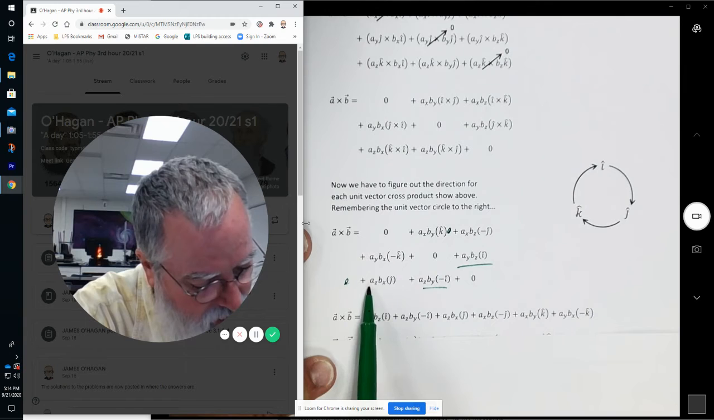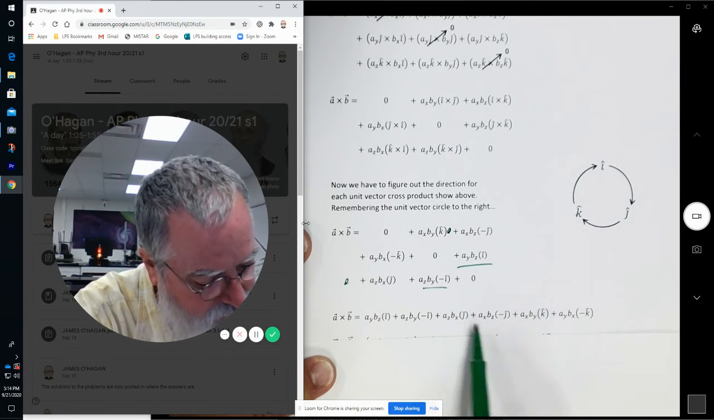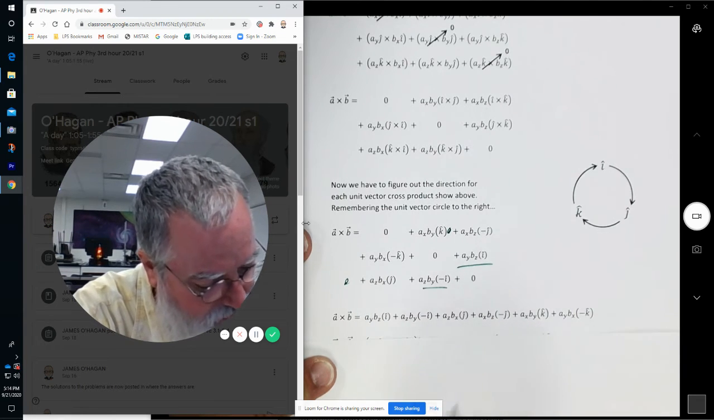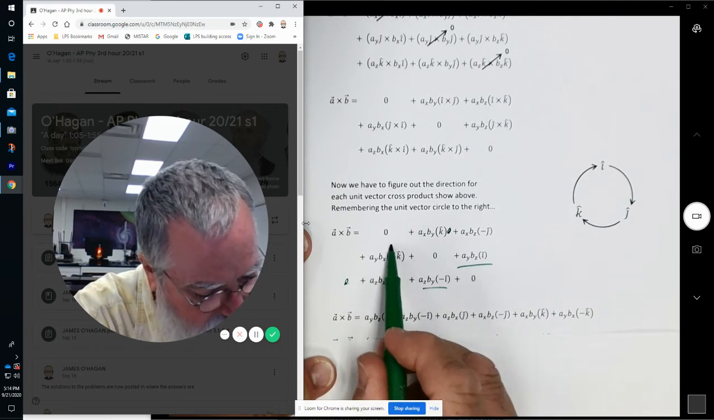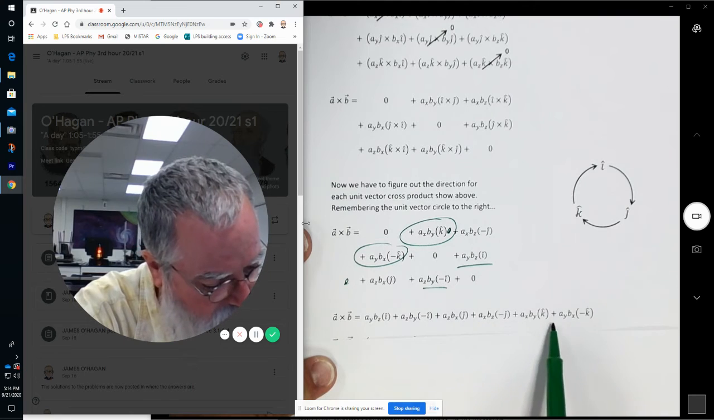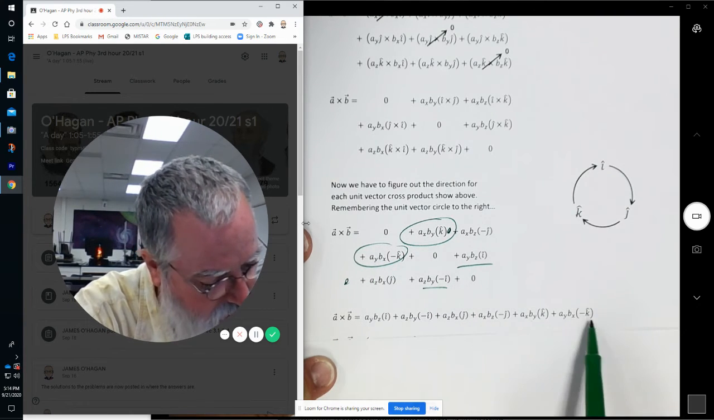So I got AZBX in the J, and then up here, AZBZ in the minus J. Okay, and then our K's, where's the K? All right, I'll circle the K's. So there's the K's. So I got AXBY in the K, and AYBX in the minus K.